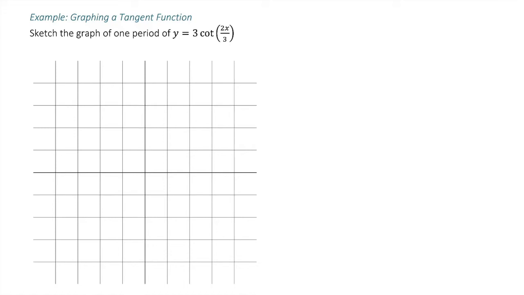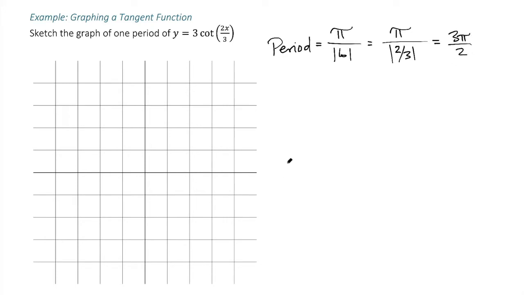Sketch the graph of one period of y equals 3 cotangent of 2x over 3. We'll start by finding our period. The period is pi over the absolute value of b. Our b is the number multiplied by x, which in this case is 2/3. This gives us a period of 3 pi divided by 2.